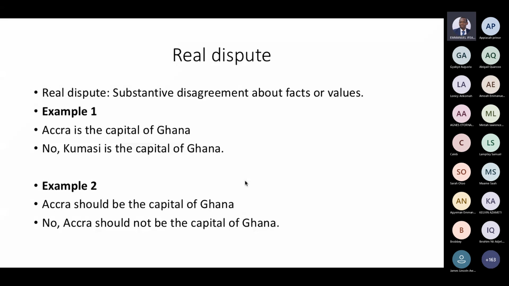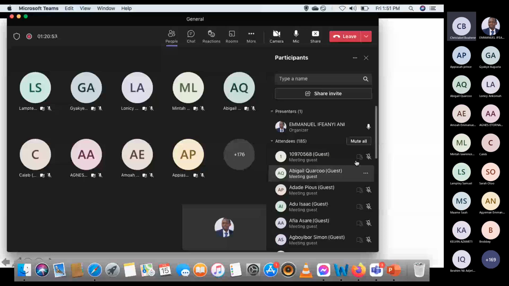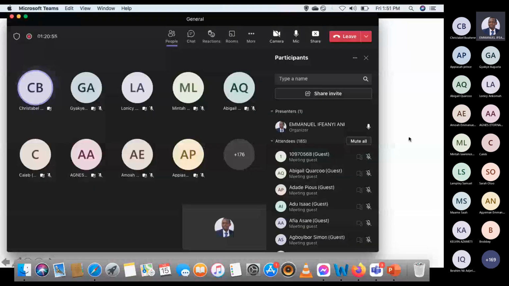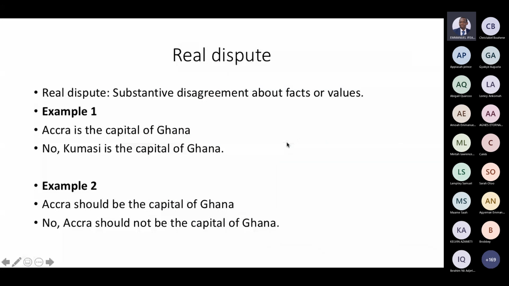Then we have the substantive disagreement or substantive dispute, which logicians call real disagreement or real dispute. The real dispute is the substantive disagreement about facts or values. So they are actually either a factual disagreement or a value disagreement.